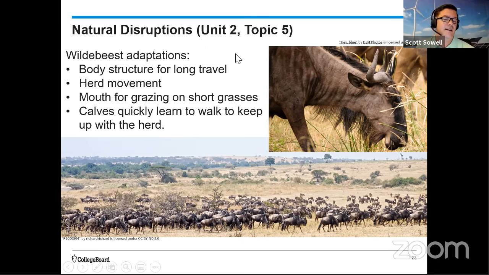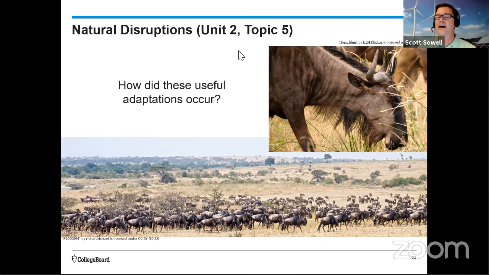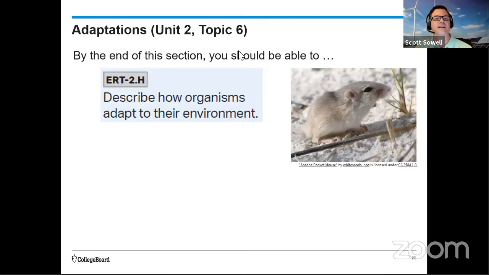And finally, another one is calves. As soon as a young wildebeest is born, within a couple of hours it can stand, and within a couple of days, it can keep up with the herd. That would be an important adaptation for the success of a migration. So how do these adaptations get there in the first place? That's Topic 6 for Unit 2, describing how organisms adapt to their environment.